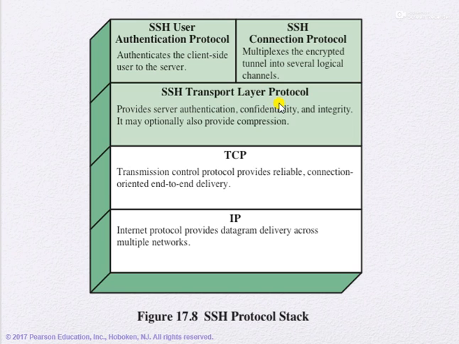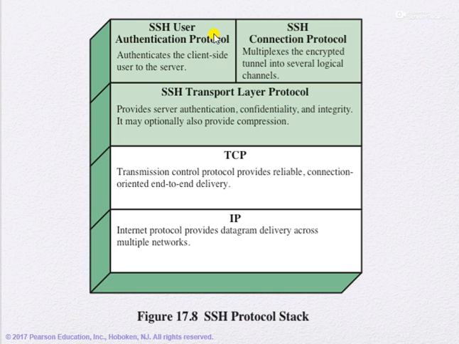The services provided by the SSH transport layer protocol are server authentication, data confidentiality, and data integrity with forward secrecy. Now, what is forward secrecy? Forward secrecy means that for a current session, if the key is compromised, the subsequent session communication will use a new key. If somebody gets the key for the current session, he will not be able to find any information from the subsequent sessions, because a new key will be used. The transport layer also optionally provides a compression facility.